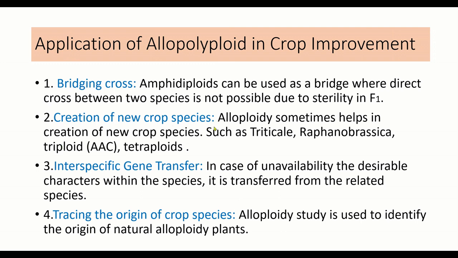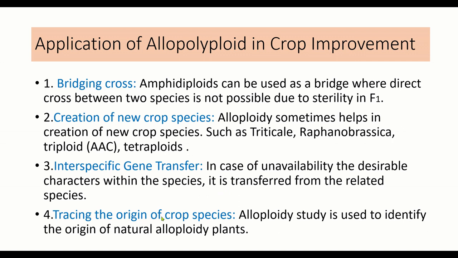Next is creation of new crop species. Allopolyploids sometimes help in creation of new species because doubling chromosome number gives a totally different type of morphological features. Sometimes it may accidentally lead to crossing of two different unknown types, and chromosome doubling may lead to totally new plants like Triticale, Raphanobrassica, and many others. Okay, and then interspecific gene transfer may also happen, and that means in case of unavailability of desired characters within the species, the gene transfer can be done with related species.